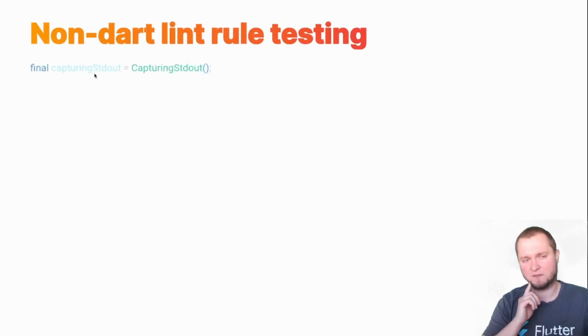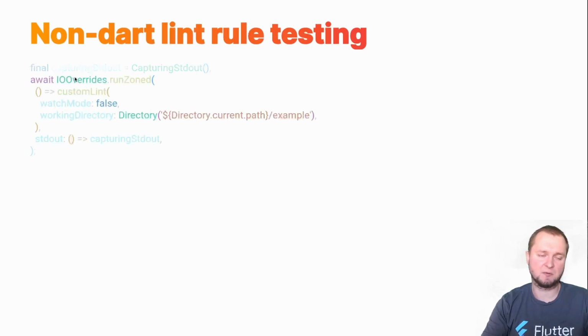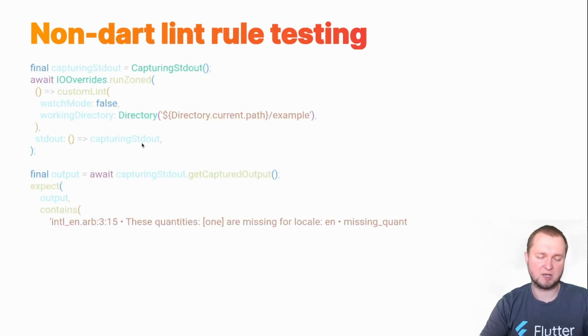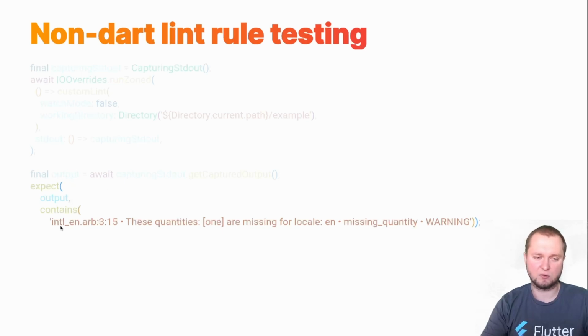So I overcame it with the IO overrides. This is a class from the standard Dart library. It is not specific to the custom lint. It allows to invoke some function in the isolated environment. In this case, we invoke the custom lint. And we capture all the standard output, which we then assert using the standard assertion from the test package. For example, here, the entire line with line number and the violation message.